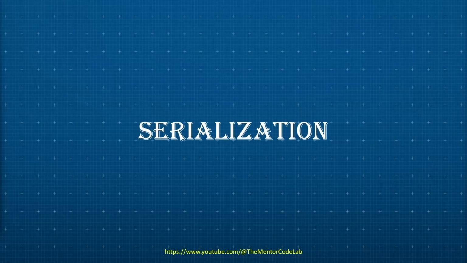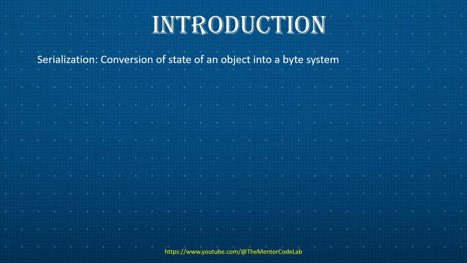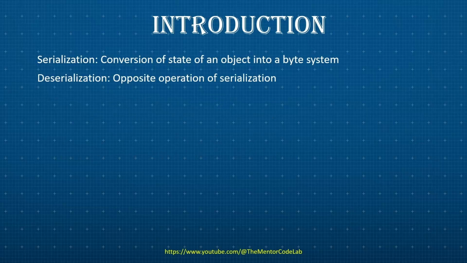If we want to understand codecs, we need to understand what serialization is in general. If we want a brief introduction into serialization, we should say that serialization is the conversion of the state of an object into a byte stream. In contrast with serialization, we have the term deserialization, which is the opposite operation. Now, these two definitions may be confusing.